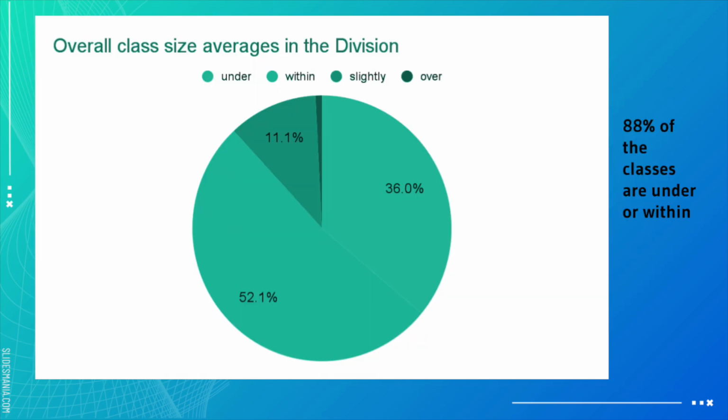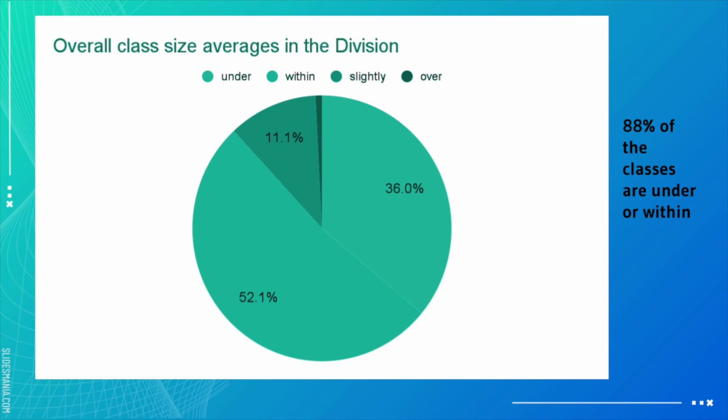So we as a division review our class sizes, and we just did this actually. Mr. Kalal did that over the break, and he checked to see how many of our classes were under, within, slightly over, and then way over. And as a division, we can say that 88% of the classes are within or under the class size average. Those that are over, and that's a very small slice of the cake there, the very thin piece at the top next to the 11.1, is actually 0.8% of the classes that are over, well over the class size average.